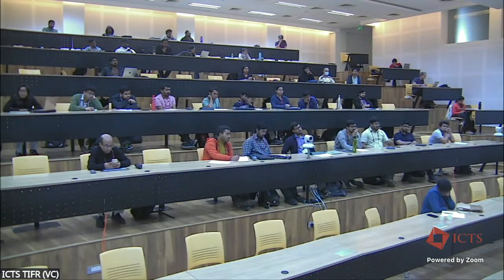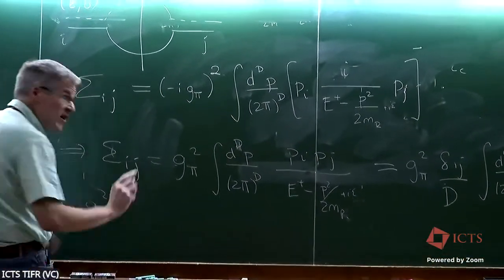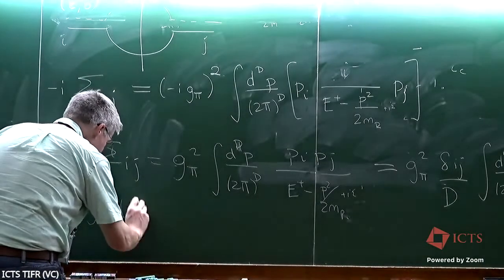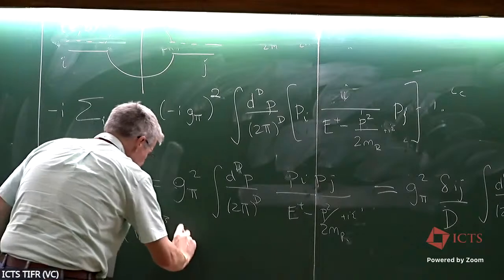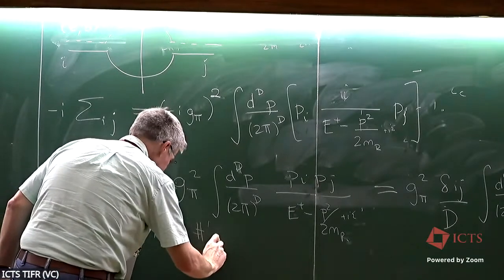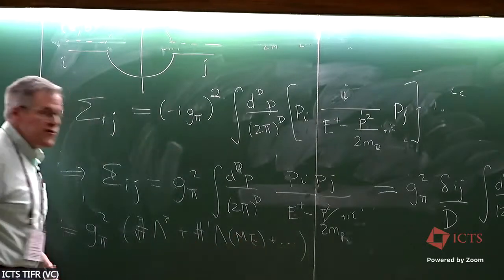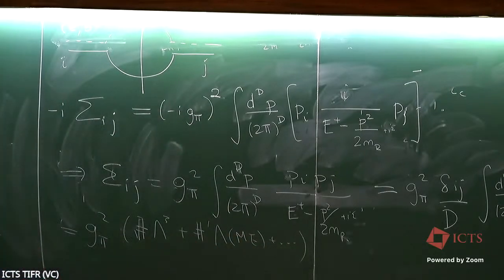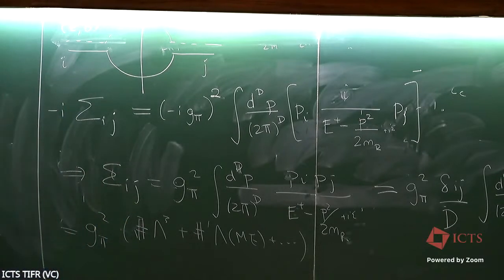So yeah, I try to do this with my students regularly. You say, okay, if I used a cutoff, I'm not going to use a cutoff, but if I did, I would get some number times lambda cubed, and then some other number times lambda times ME, and after that I'll get the finite stuff. And then you say, okay, I'm going to need two counterterms: a counterterm that's energy independent and a counterterm that's energy dependent.